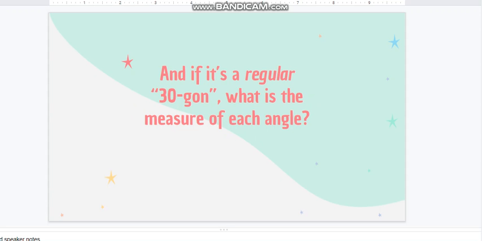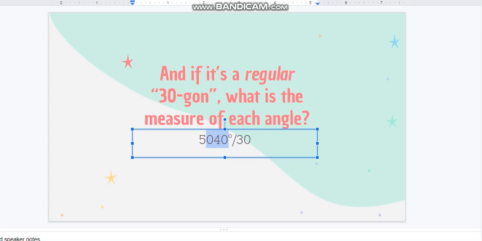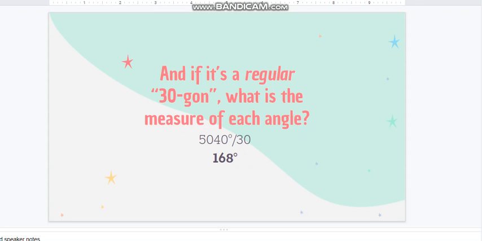That is the sum of all of the angles added together. If it's a regular 30-sided polygon, then we're going to take 5,040 and divide it by 30. Each of the angles is going to be equal, so we have to divide this equally by 30, which means that each angle will be 168 degrees.